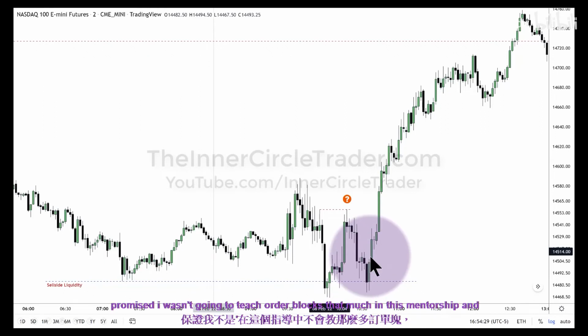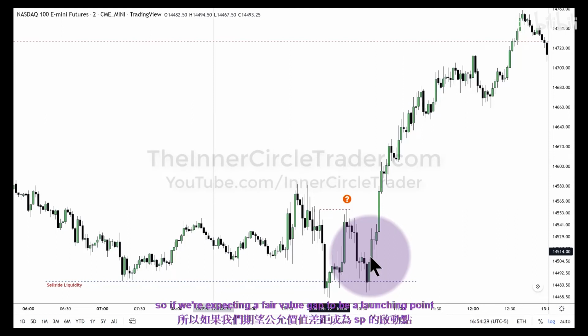Now, I promised I wasn't going to teach order blocks that much in this mentorship, and some of you have been leaving comments, oh, I'm not into this now because you're not teaching order blocks. Okay, go watch something else. I'm going to teach it the way I want to teach it. Okay, it works, and you have to get yourself acclimated to how I'm teaching it, or don't watch. I don't mean to be rude, but I'm not taking suggestions on how to teach you.